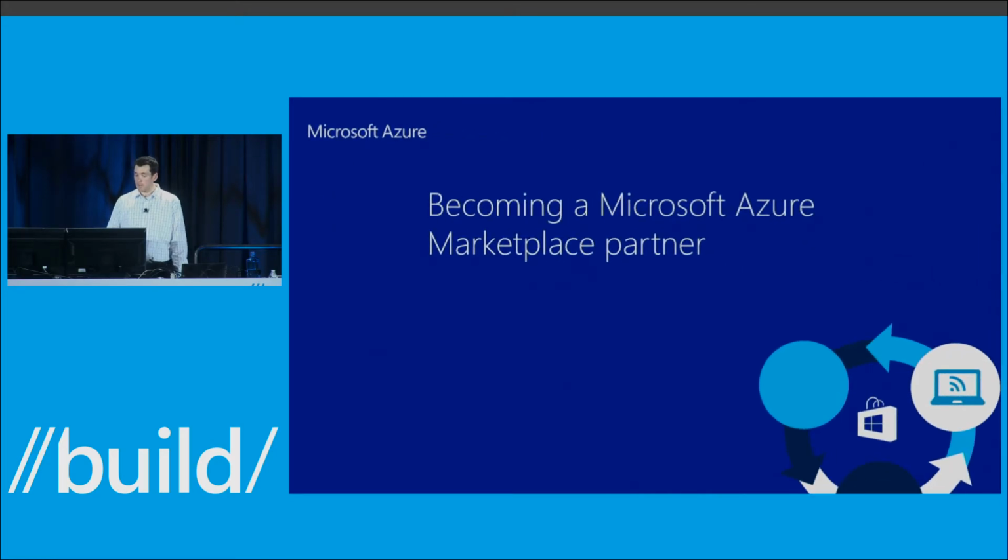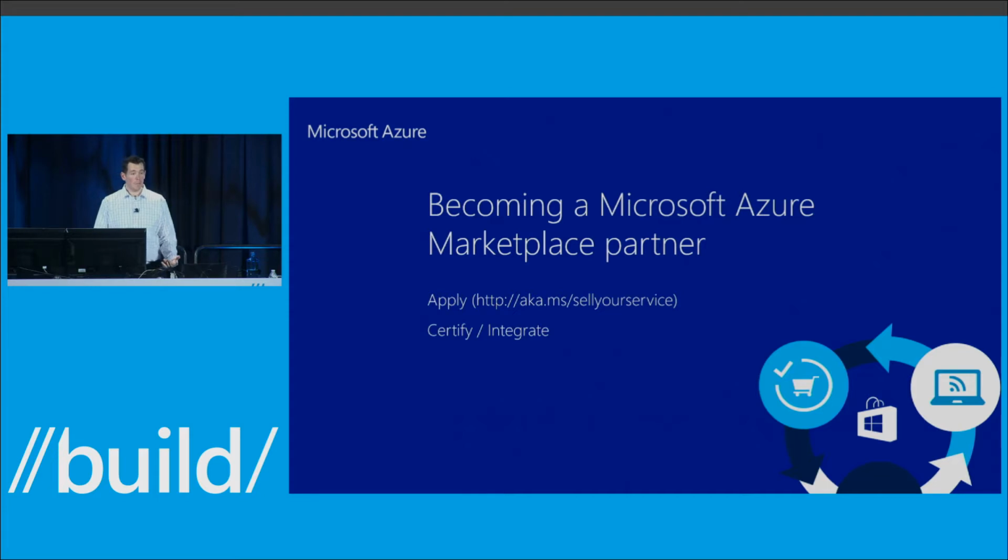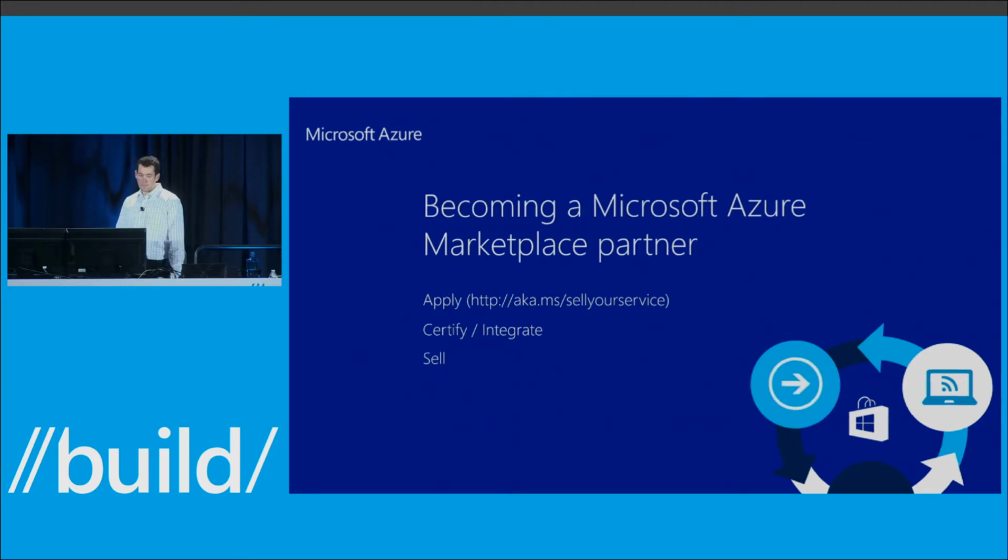Then, becoming a Microsoft Azure Market Partner. One is apply. So go to aka.ms/sellyourservice. I'll put this at the end too. You actually apply. Tell us about your company. Tell us about your service. Tell us about what you want to do. We'll work with you through our Azure Certified program, and we'll certify you, both to make sure you're a real company, make sure that you have a great service, you're a great Azure fit, to help you with how you want to bill your customers, all kinds of stuff. And then you can integrate, and that's the next part of the demo we're going to show you. And finally, you sell your service.